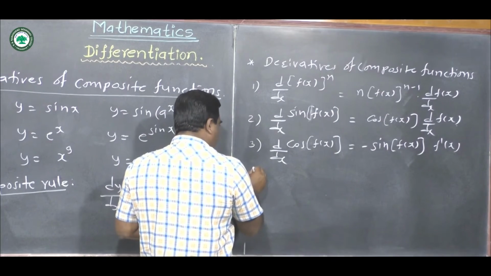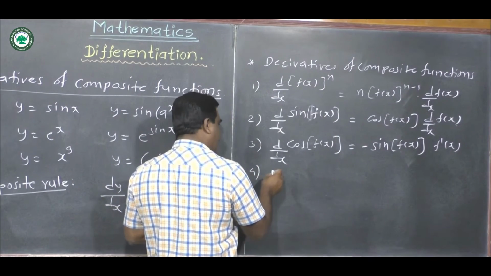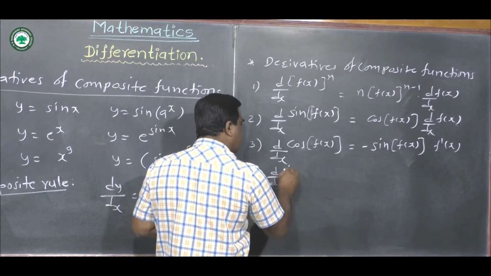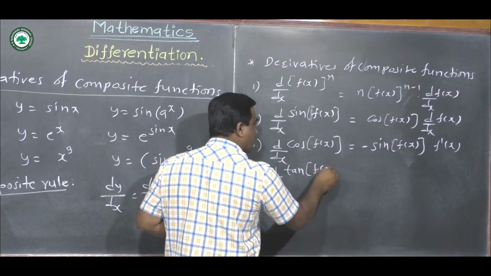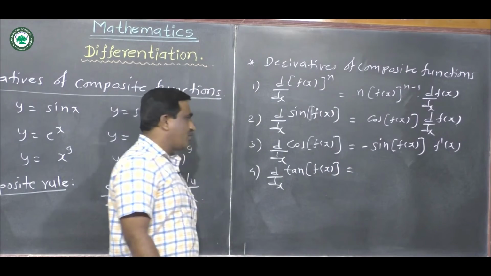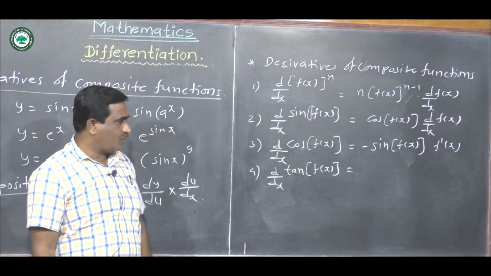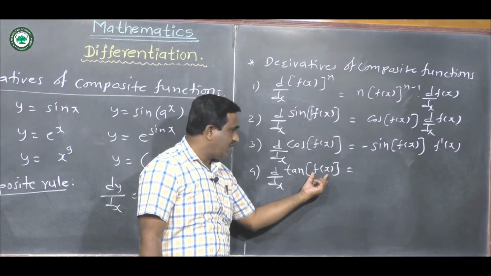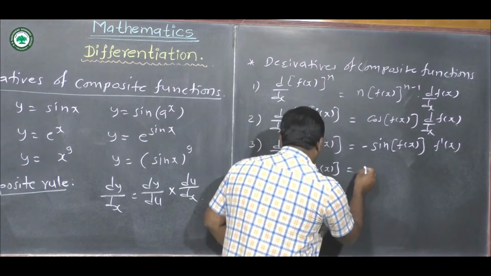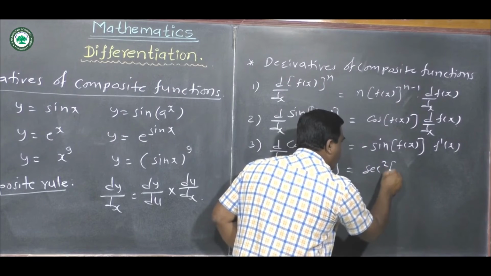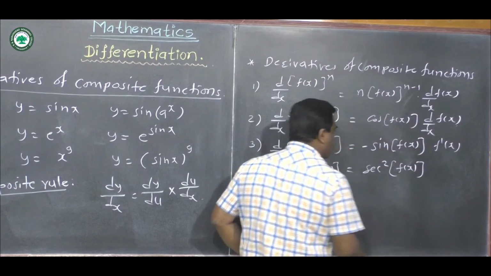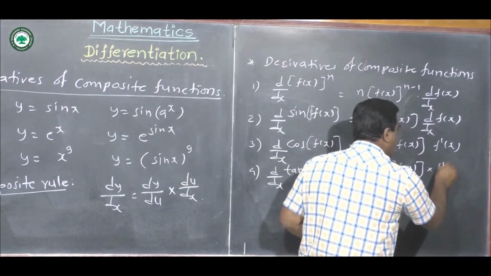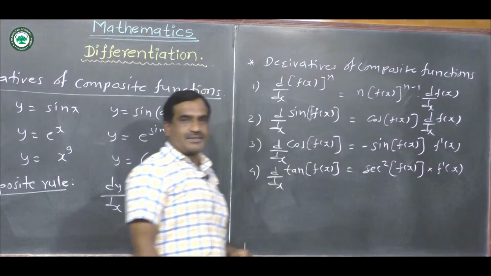Again, number four, we see another example. Trigonometric function dy dx of tan of f of x. We know that the derivative of tan x is sec square x. But instead of x we have to write f of x here. Therefore the derivative of tan of f of x is sec square of f of x into the derivative of f of x, that is f dash of x or dy dx of f of x.